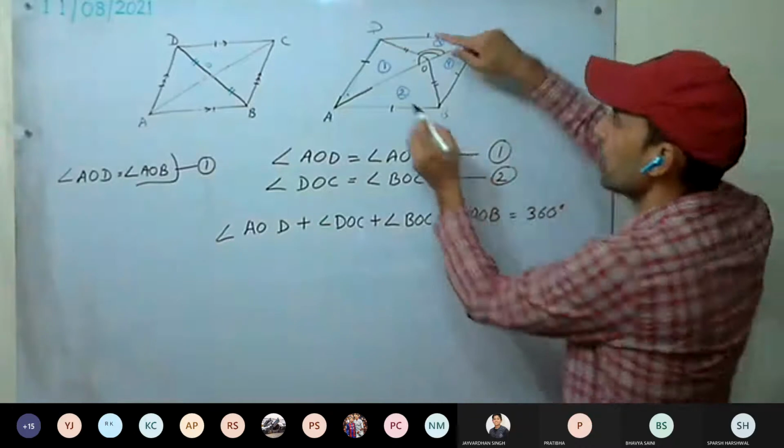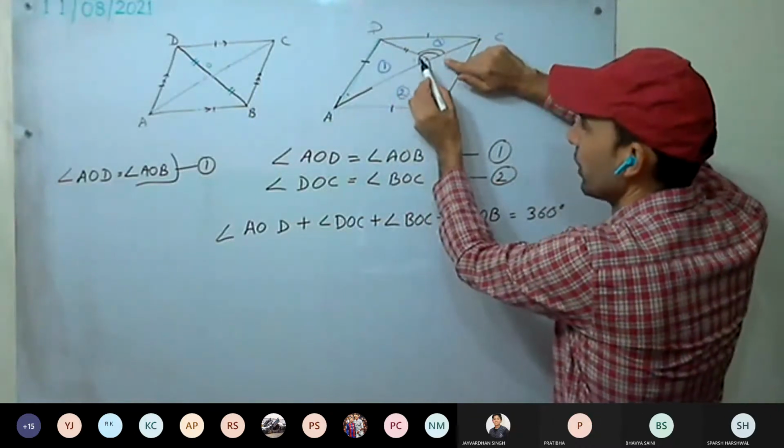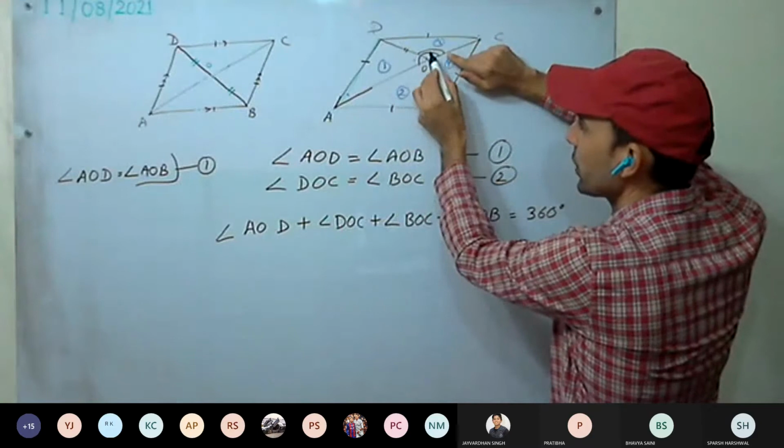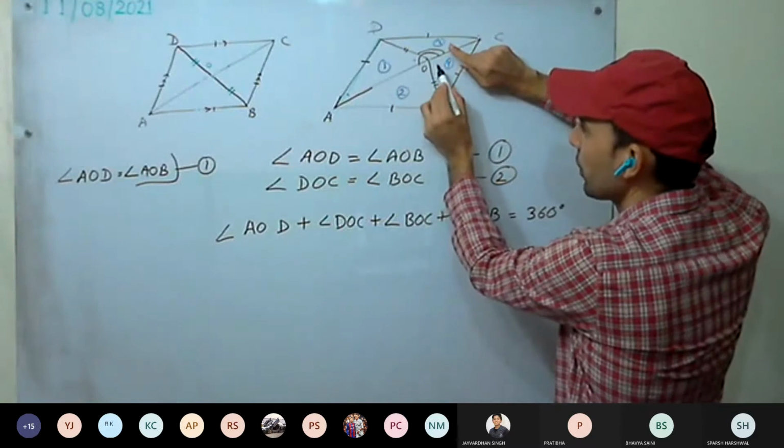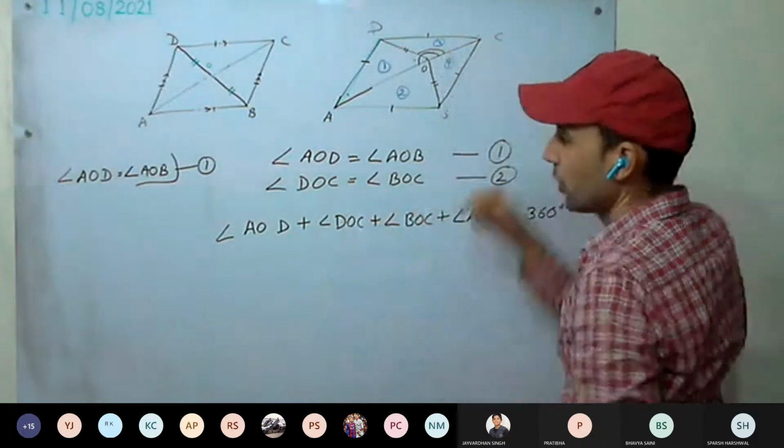What do we require to prove? That this angle plus this angle is 180 degrees. If we prove the sum of these two angles is 180, or the sum of these other two angles is 180, either pair you can take. That's up to you.